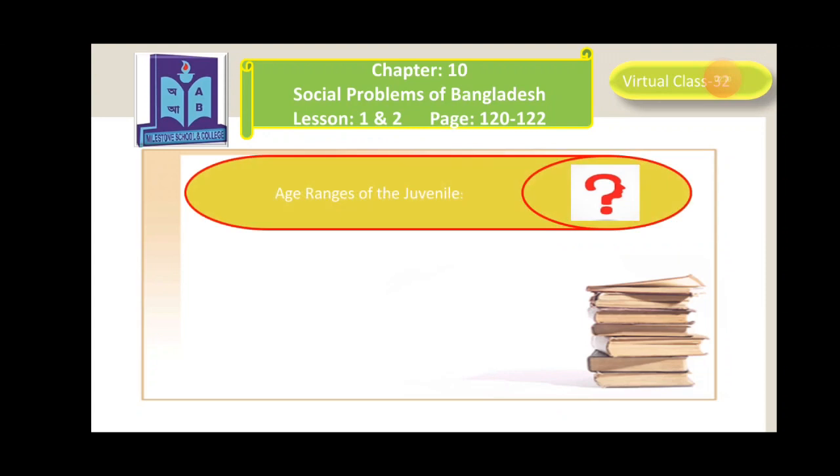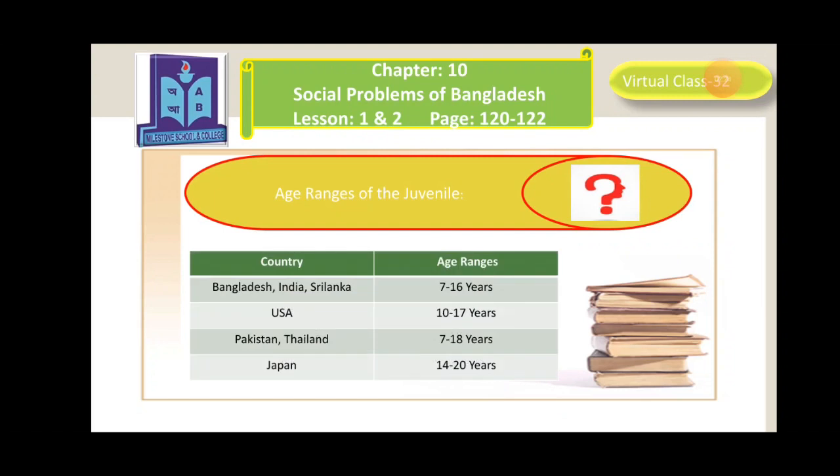Then the age range of the juvenile in different countries of the world, I have shown through a chart. See, the countries are Bangladesh, India, Sri Lanka. Their juveniles' age range is 7 to 16 years. USA, it is 10 to 17 years. Pakistan, Thailand, 7 to 18 years. And Japan, 14 to 20 years.